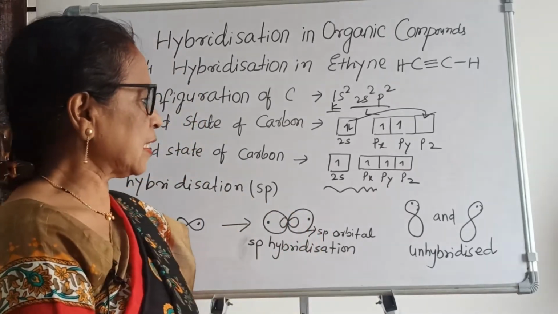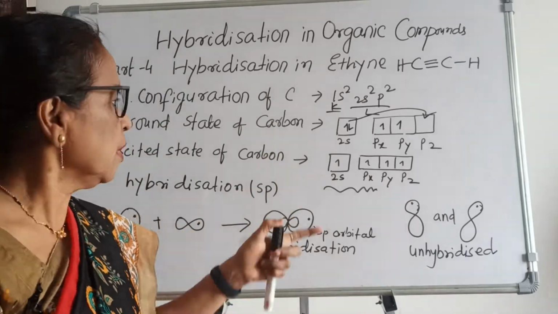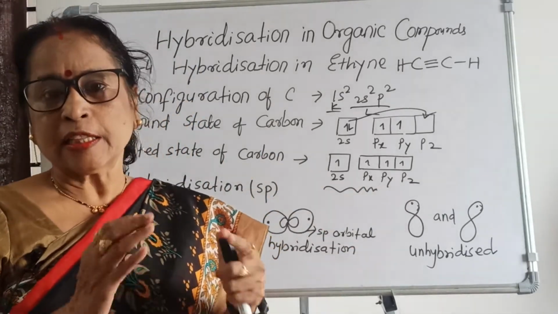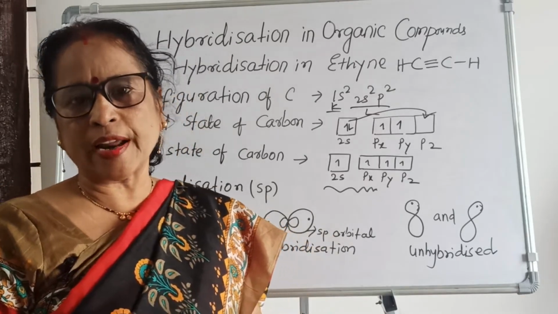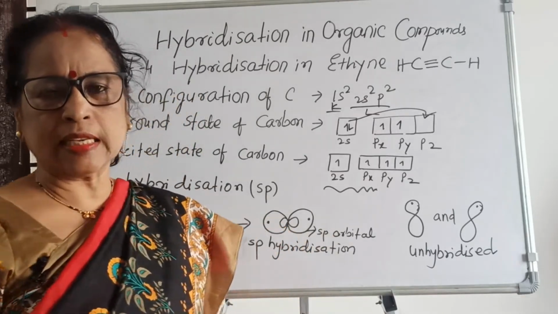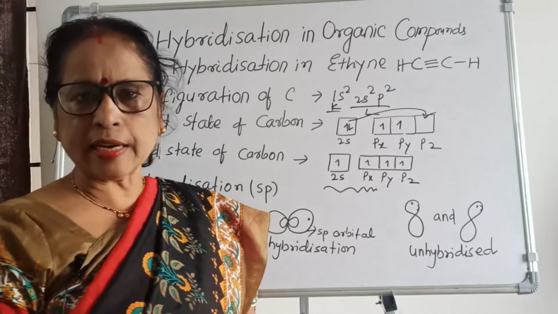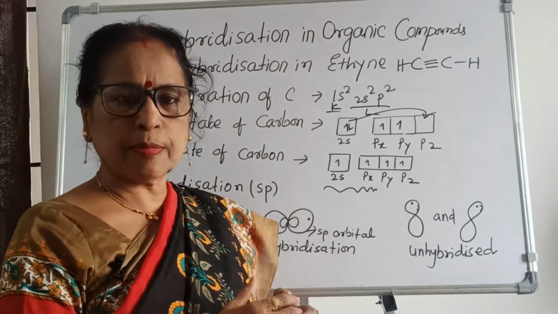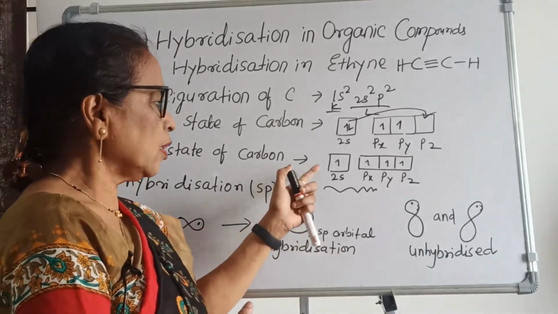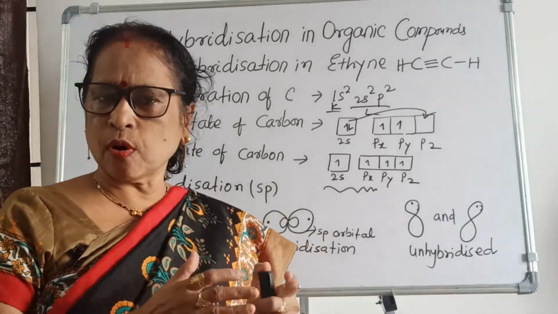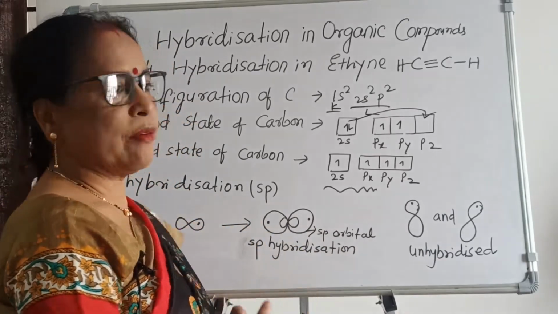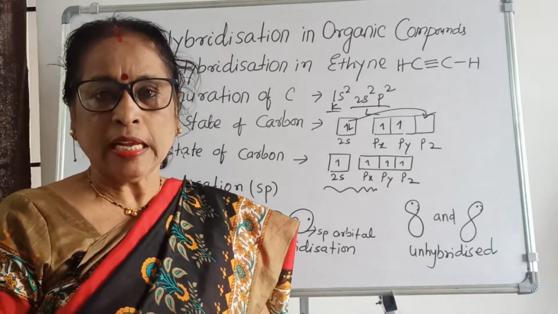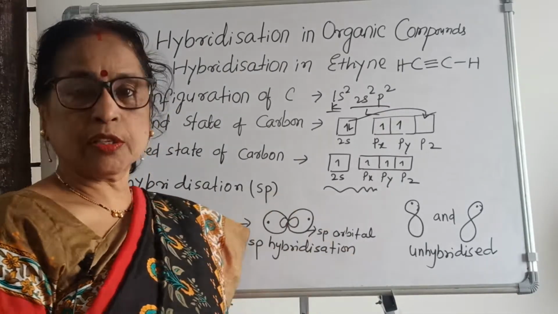But scientists thought that since s is lower energy and p is higher energy, the 4 bonds should be different: one bond of lower energy, other bonds of higher energy. But actually it is not so. It was observed by scientists that all the 4 bonds formed have equivalent energy and equal length. Then what happened? Then hybridization takes place.